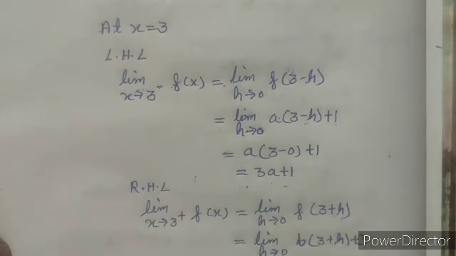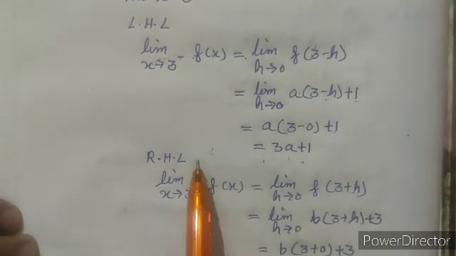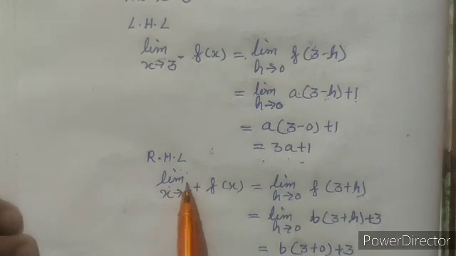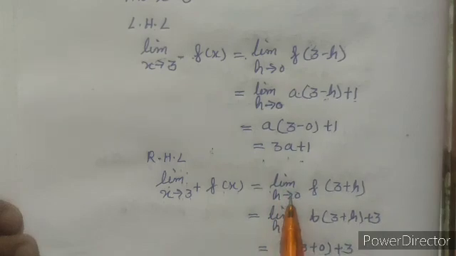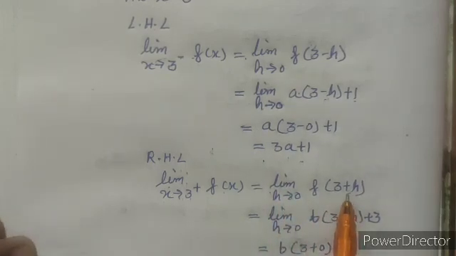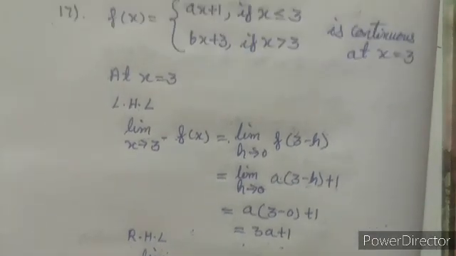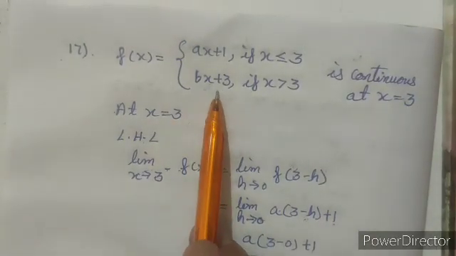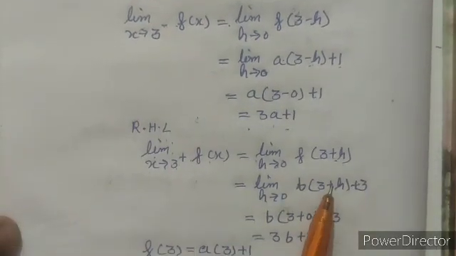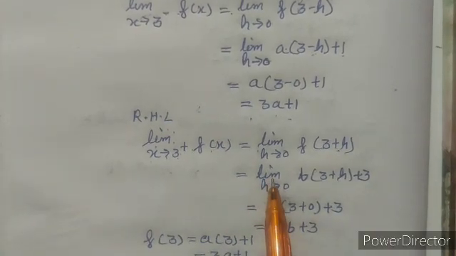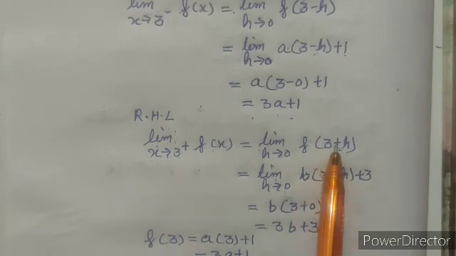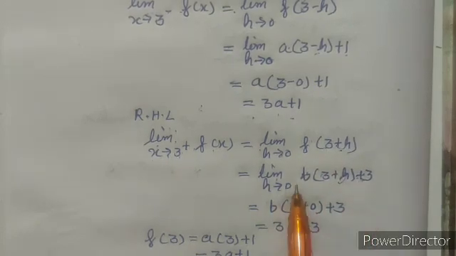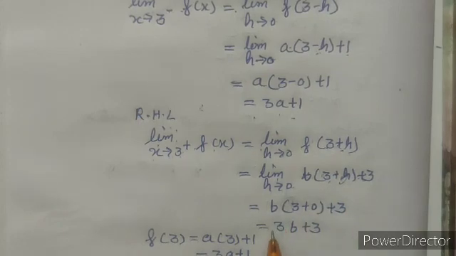Now in second step we will find out the right hand limit at x equal to 3. The right hand limit, limit x tends to 3 plus f(x), will be equal to limit h tends to 0 f(3 plus h). As we know, for greater than 3 the value of the function is bx plus 3. So it will be limit h tends to 0 of b into (3 plus h) plus 3. On putting h equal to 0, we are getting the value of the right hand limit as 3b plus 3.